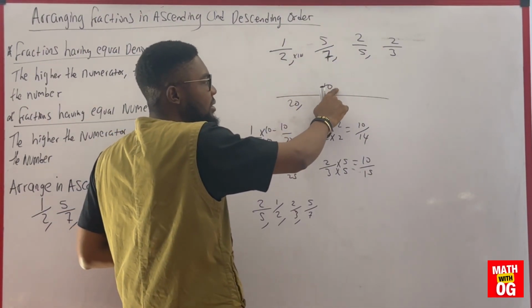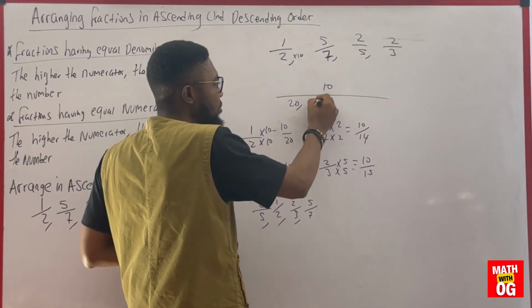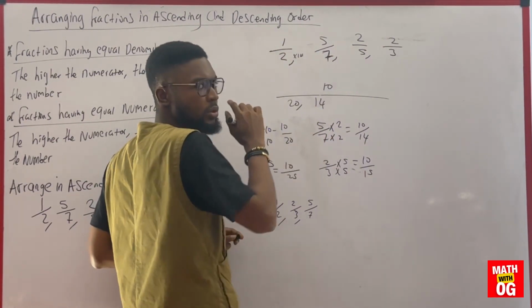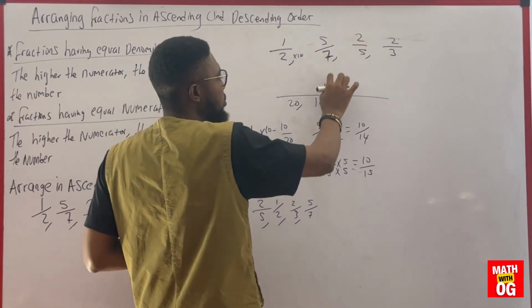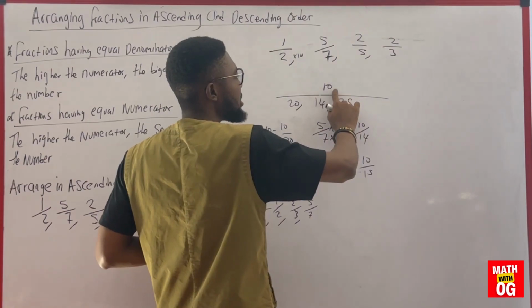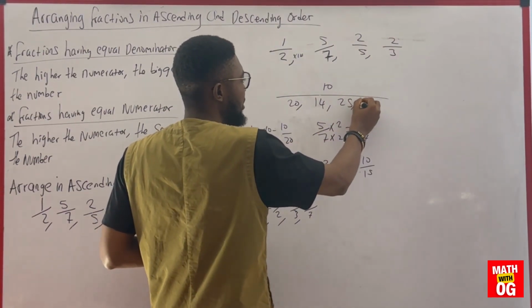5 into 10 is 2. 2 times 7 is 14. You can see because we are working with numerator, we are using the numerator to divide. Now, 2 into 10 is 5. 5 times 5 is 25. And lastly, 2 into 10 is 5. 5 times 3 is 15.